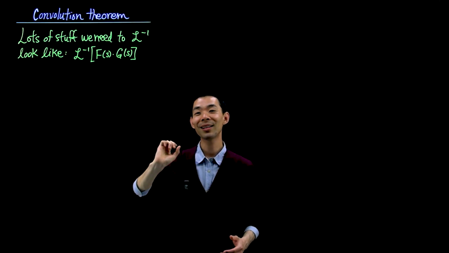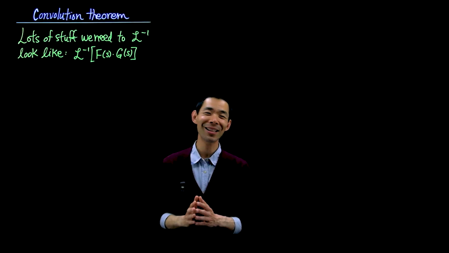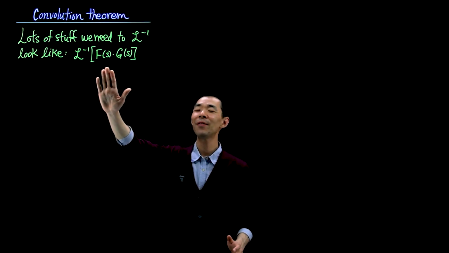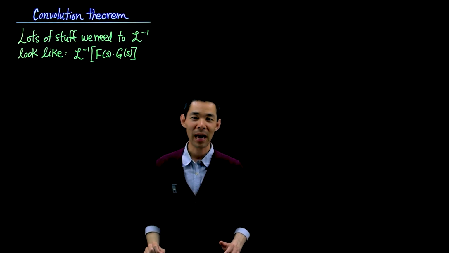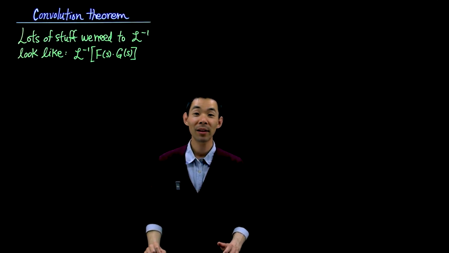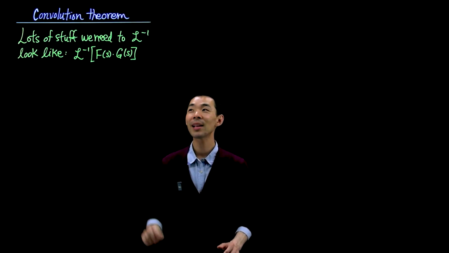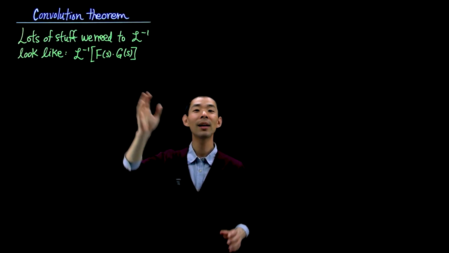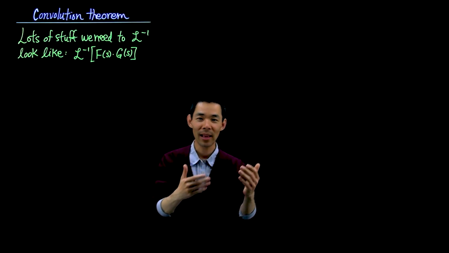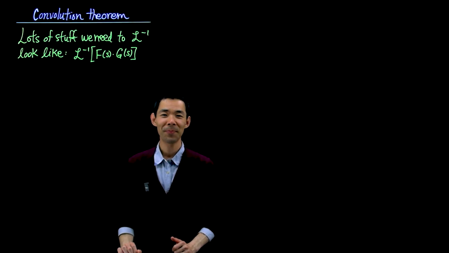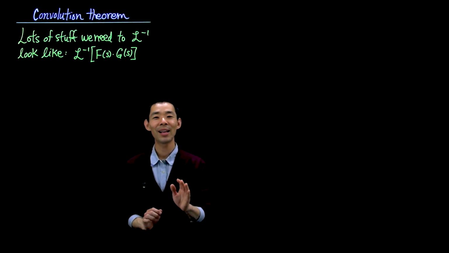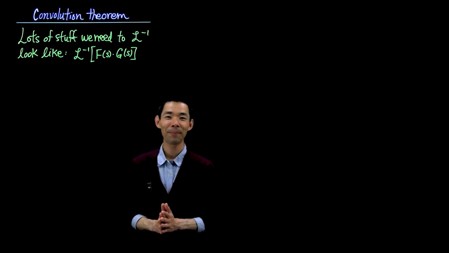It's a product of two functions in the Laplace domain, capital F as some function of s and capital G as some function of s. The convolution theorem tells us how we can take a product of Laplace functions and send them back into the real space domain. So let's write some things down as prerequisite to the convolution theorem.